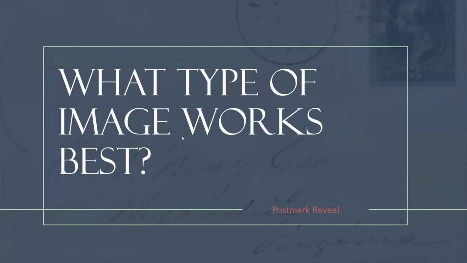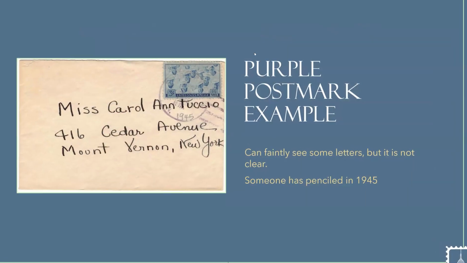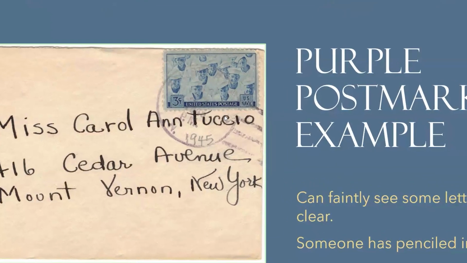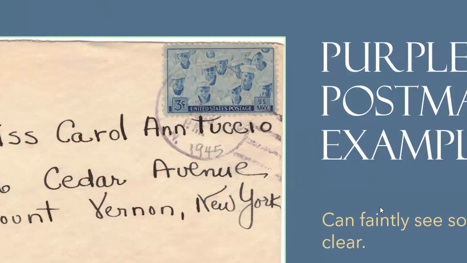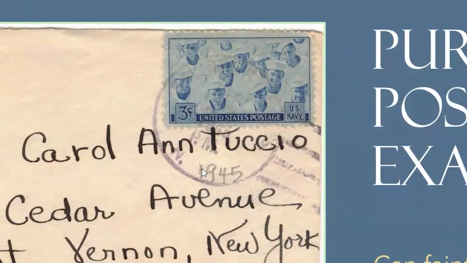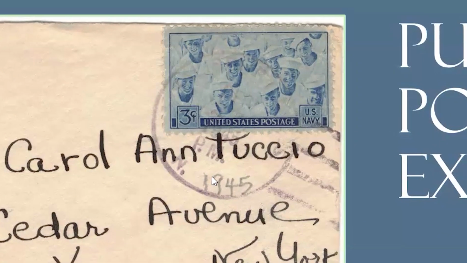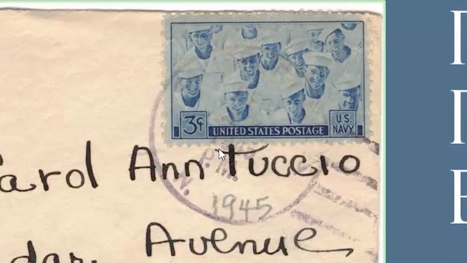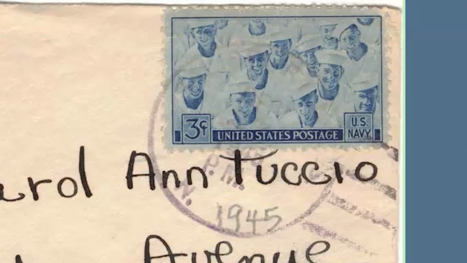So I wanted to see what types of images work best. Was it a 300 pixel scanner? Was it 600 scan pixels? Was it the camera on my phone? So I chose this one as a test mark, and this is a good example of how the stamp sort of obscures the postmark. It makes it difficult to see. Somebody has penciled in a very unhelpful 1945 because I think they're actually covering the state symbol here. And also, it's one of the things you can actually clearly see on this postmark, 1945. So I was very annoyed by that.